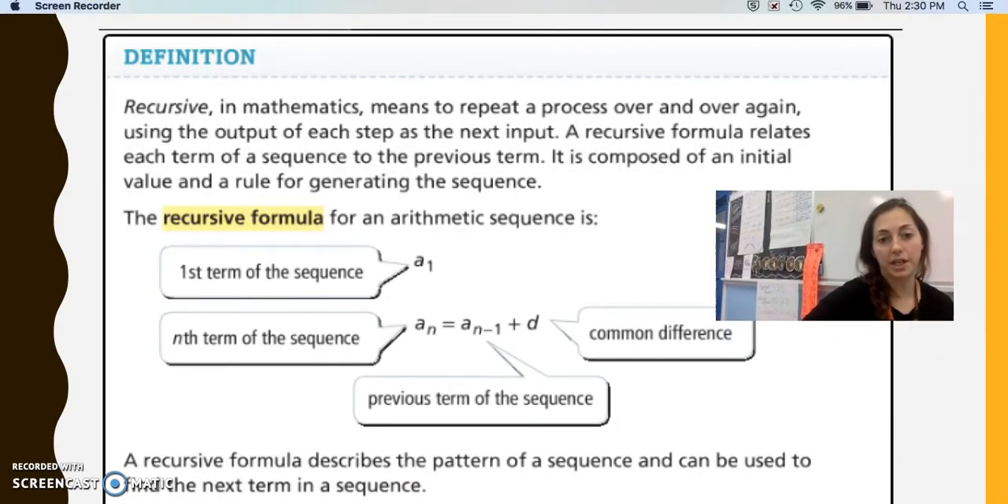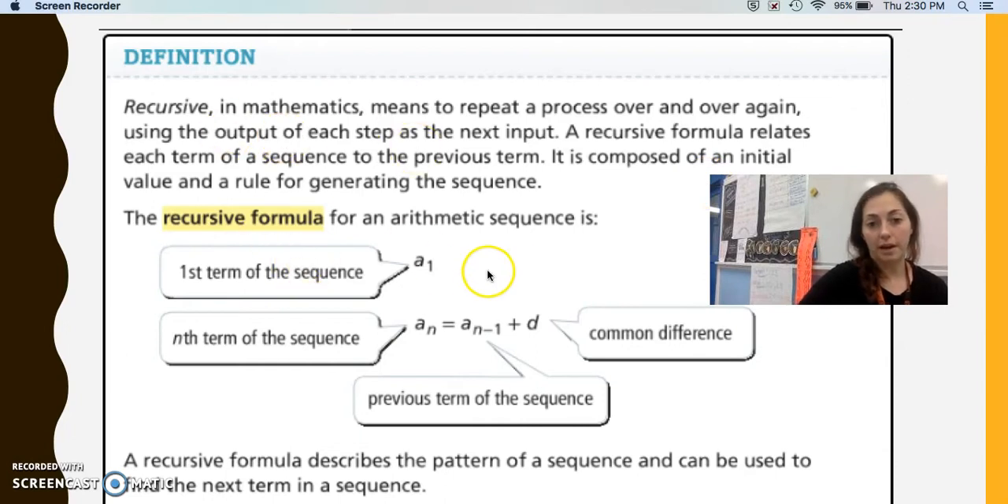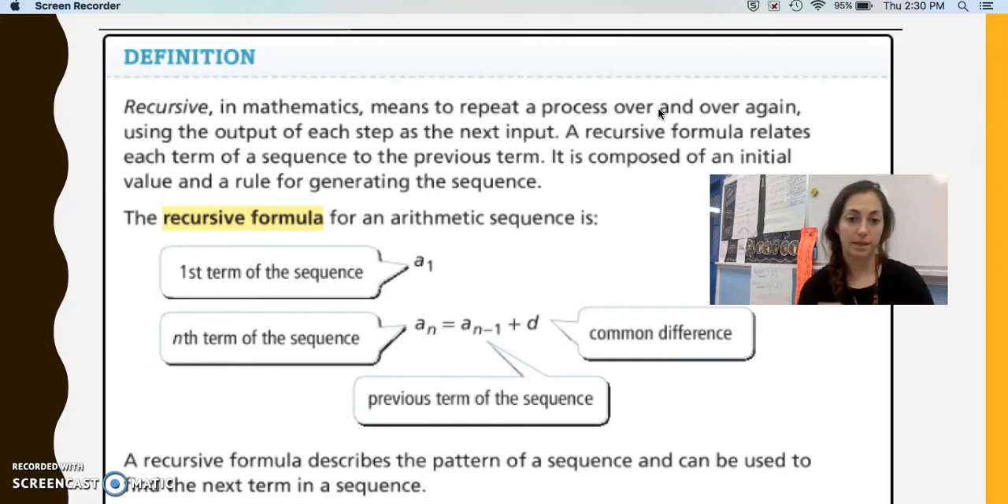So here's the definition. Recursive formula, that's what we're working with. It means that it happens over and over again, and it relates each term in the sequence to the previous term. It is composed of an initial value and the rule for generating the sequence. So your first term is a sub 1. That means the first term. The nth term, meaning any term I give you, is a sub n equals a sub n minus 1, so the one before it, plus the difference. So if you see these little tags, this is saying that's the first term.